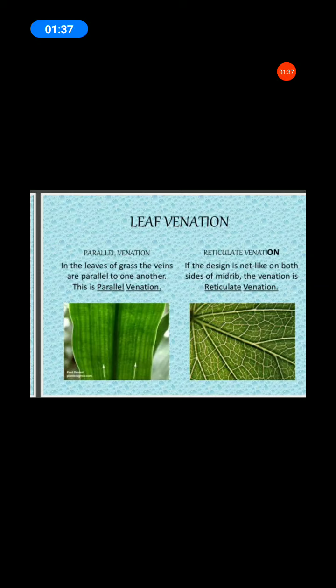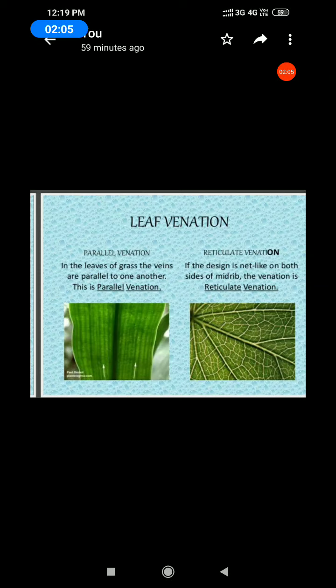Next, what is a stem? The stem bears branches, buds, flowers and fruits. Next, what is a leaf? Listen, leaves. The part of the leaf by which it is attached to the stem is called the petiole. The broad green part of the leaf is called the lamina.